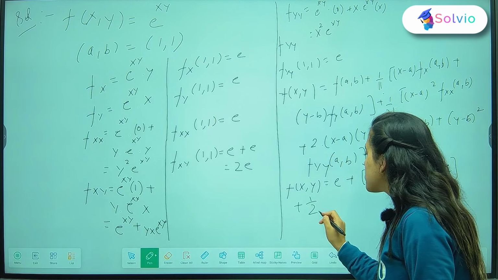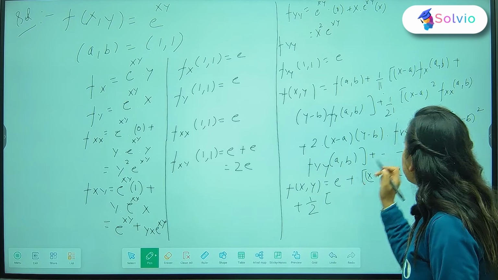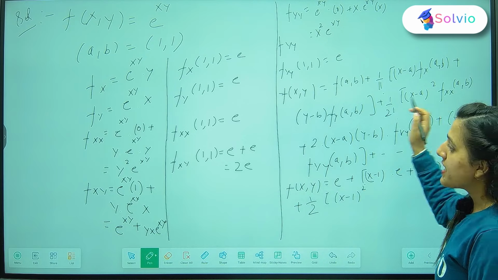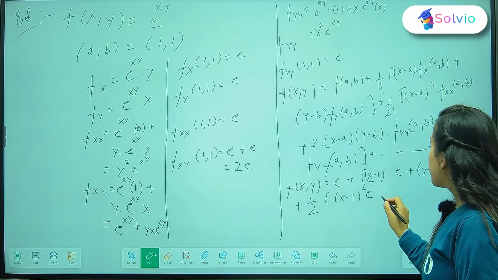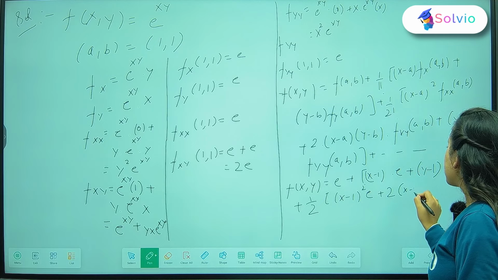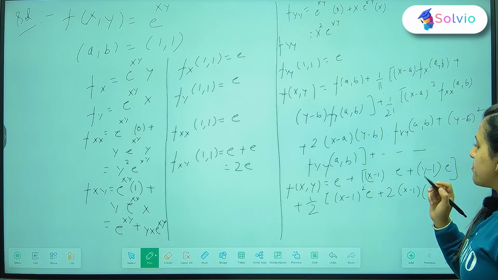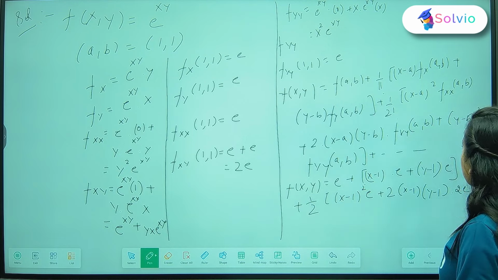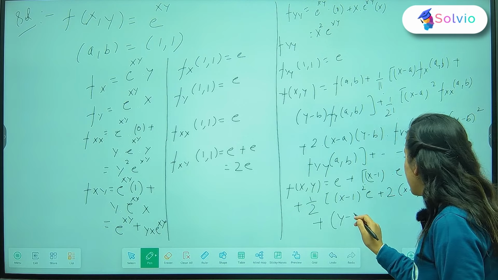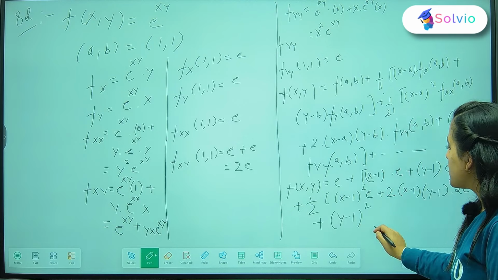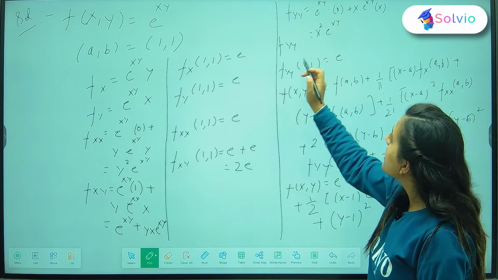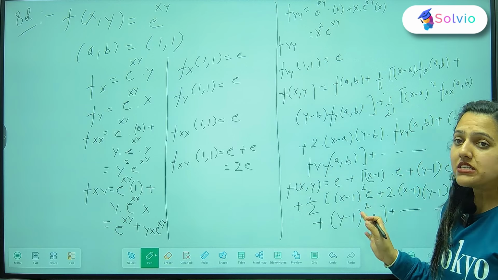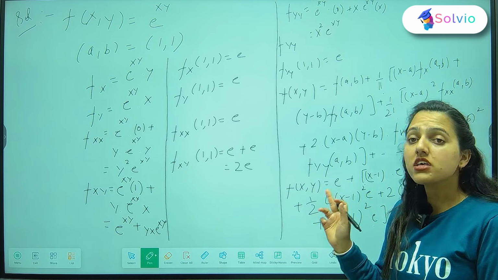Now 1 upon 2 factorial means 1 upon 2 into x minus 1 whole square multiplied by fxx at 1 comma 1, again e, plus twice of x minus 1 into y minus 1 multiplied by f of xy at 1 comma 1, that is 2 into e, plus y minus 1 whole square into f of yy at 1 comma 1, that is e, plus so on. So this is my Taylor series expansion for the given function.